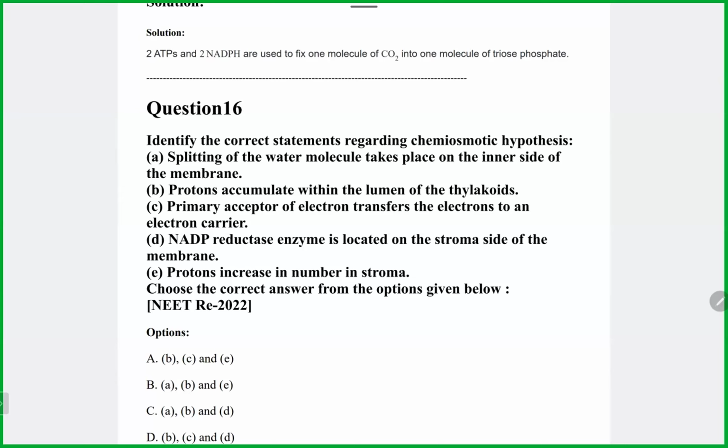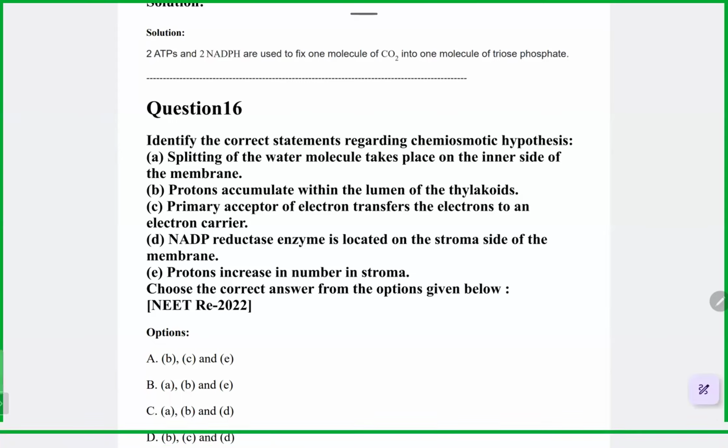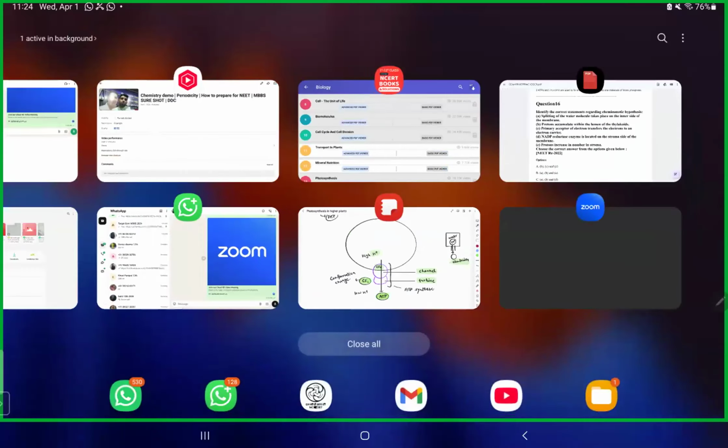Next, Tanvi. Ryan is also not answering in the group, so I will ask her directly. Next question, Ryan. So C is wrong. So the answer will be like NADPH reductase enzyme is located on the stroma side of the membrane. Correct. So the answer will be C, sir. Let me see what other people wrote. C is the right answer.